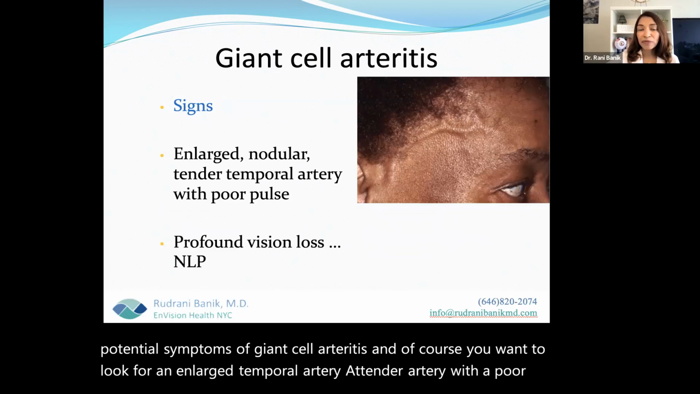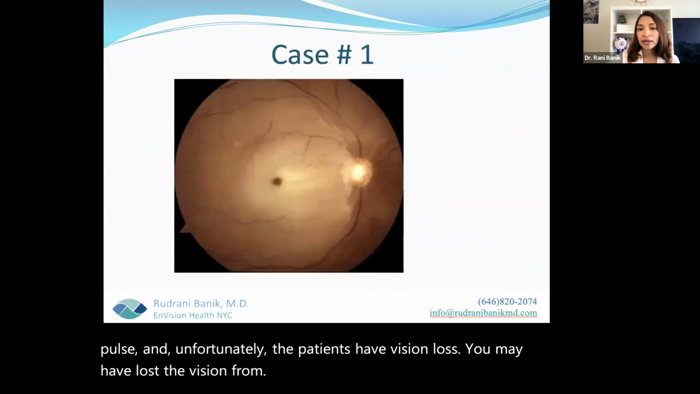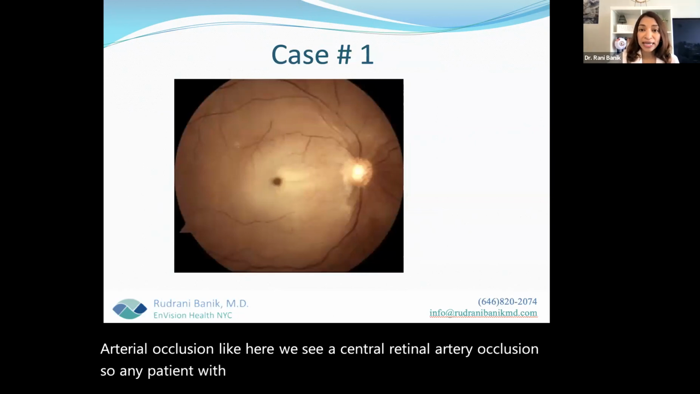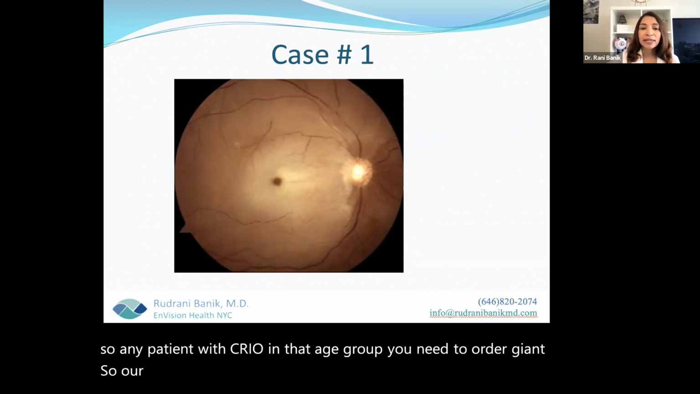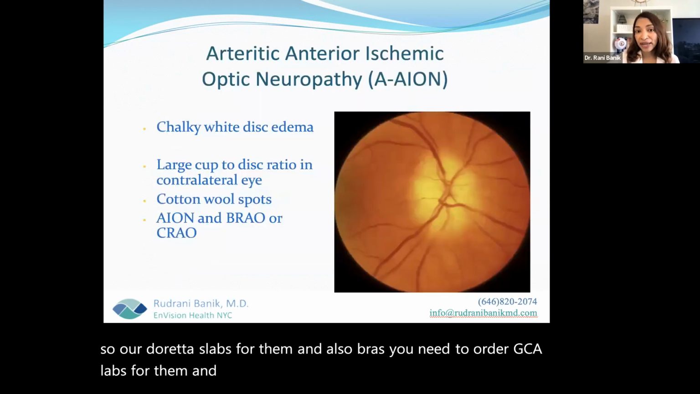And unfortunately, if patients actually have vision loss, you may have loss of vision from arterial occlusion, like here we see a central retinal artery occlusion. So any patient with CRAO in that age group, you need to order giant cell arteritis labs for them. And also BRAOs, you need to order GCA labs for them. And remember, it could be either CRAO or BRAO.